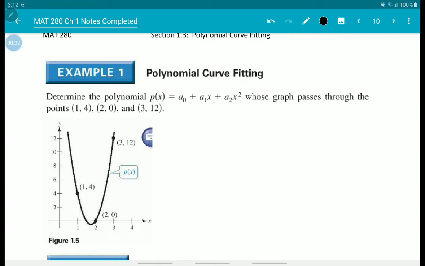You have to have 3 points to form a quadratic. You would have to have 2 to form a linear equation, and we talked about how to do that back in 171. We would find the slope and then find the y-intercept, and then we could write it in slope-intercept form. So for a linear equation, you've got to have 2 points. For a quadratic, you've got to have 3. For a cubic, you would have to have 4, and so on and so forth.